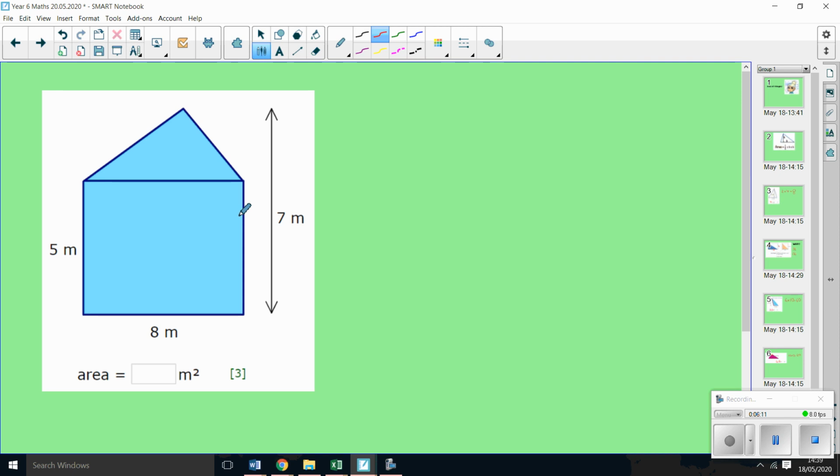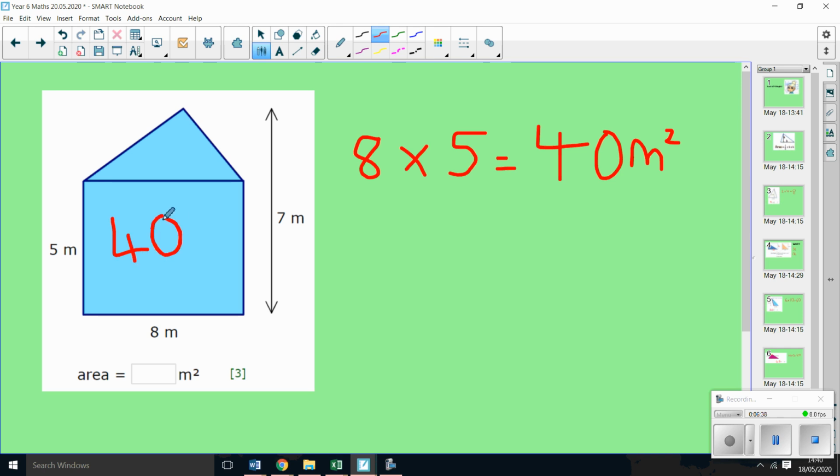Now we know from yesterday that the rule for the area of a rectangle is the base times the height, so the length times the width. So all we have to do is 8 times 5, which we know is 40, and we're working in meters squared. So I might make a little note just here. So I know that the area of that part is 40.